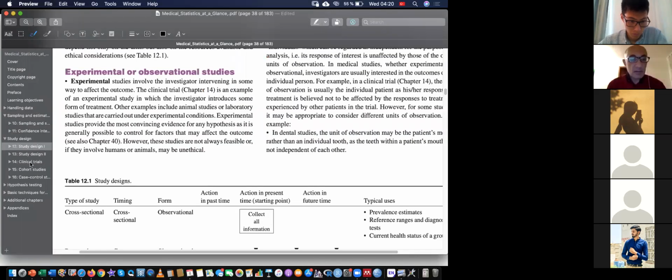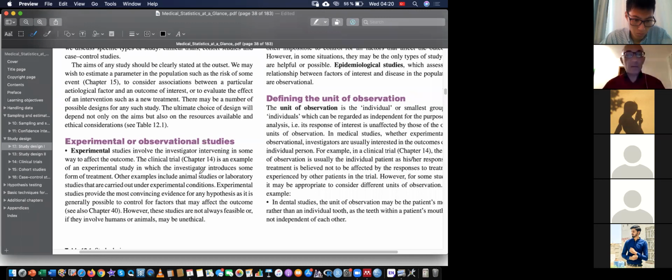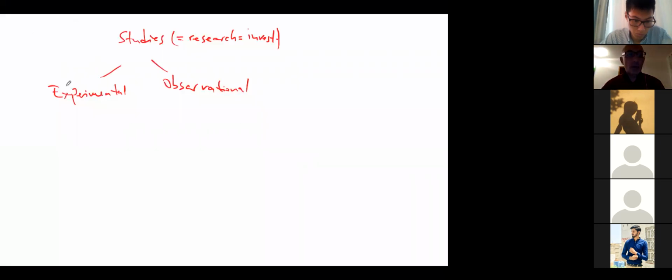In the next classes, I will mention clinical trials, which are an experimental study type, and then in detail we will go through the cohort and case control studies. But here we will just briefly mention what they are and what the differences of these different study types are. Experimental, and the other type is the observational study type. What is the advantage of having an experimental study?